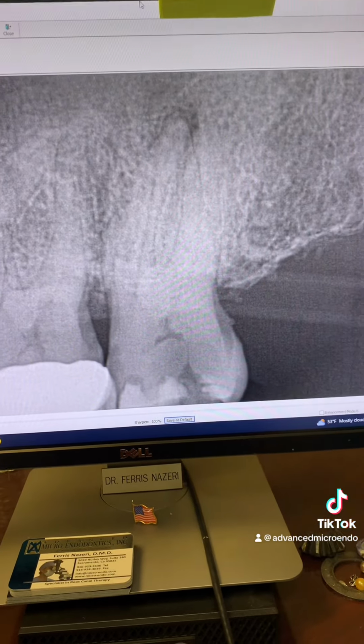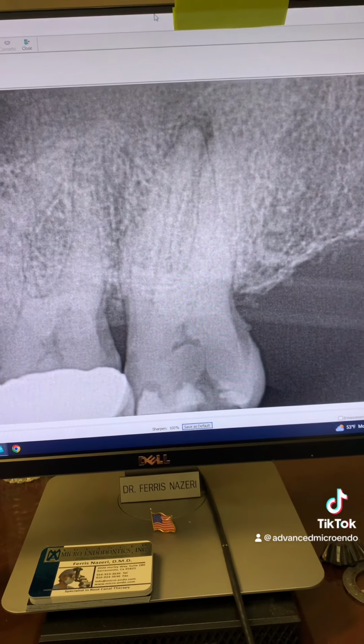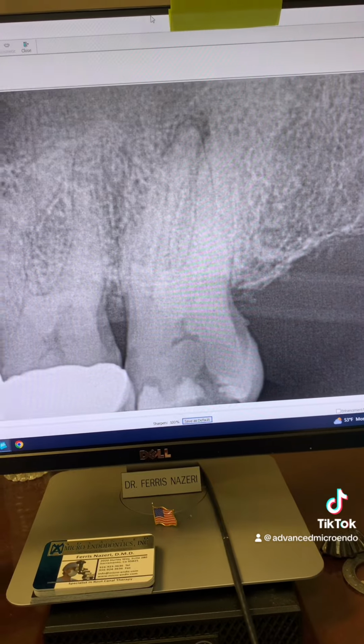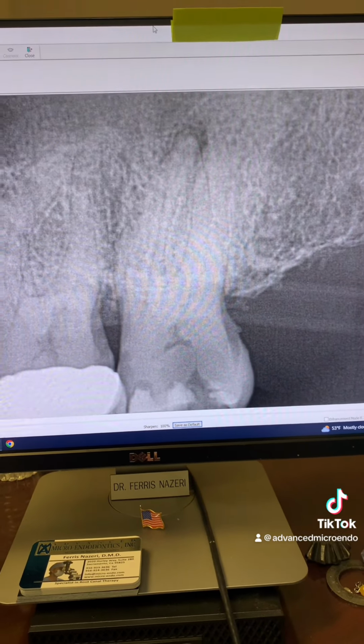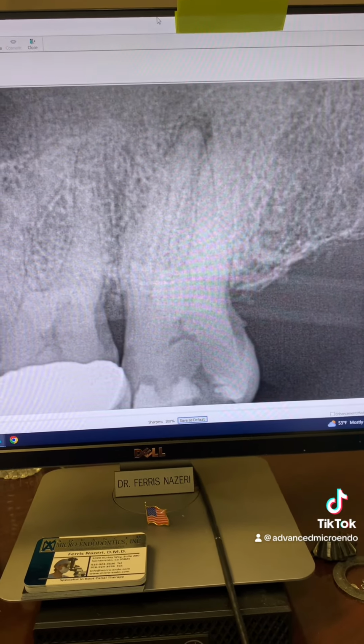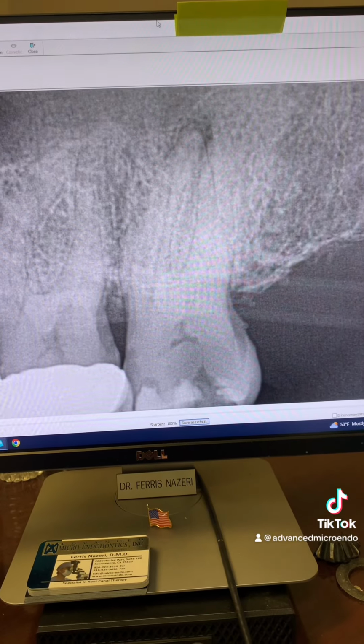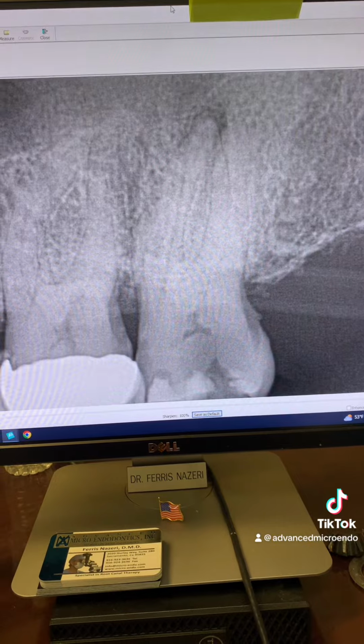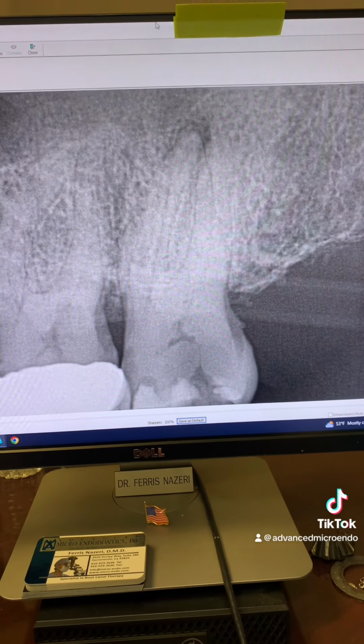So we discussed options with the patient. We can try the root canal, guarded prognosis, no promise or guarantees. We'll do the root canal, only time will tell if the infection is gone. If the infection's gone, great. If the infection's not gone, then you need to pull the tooth. Or the alternative treatment would be extraction.